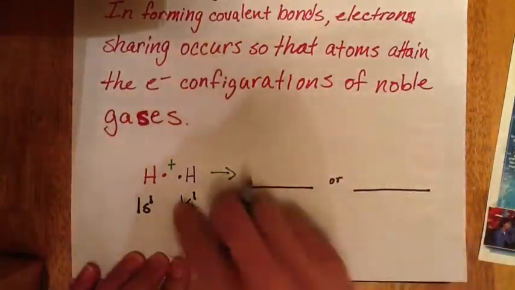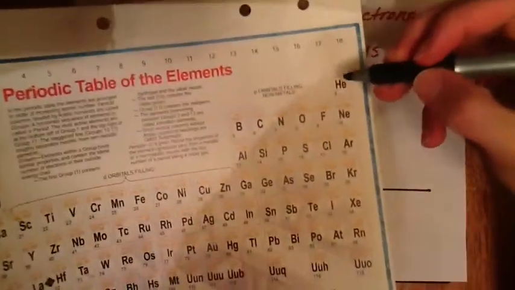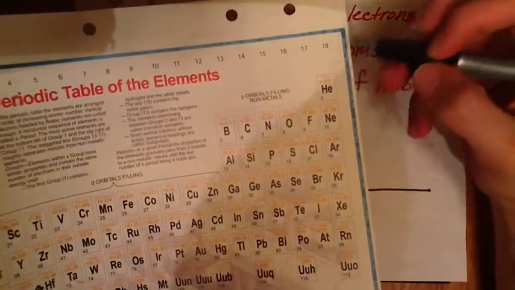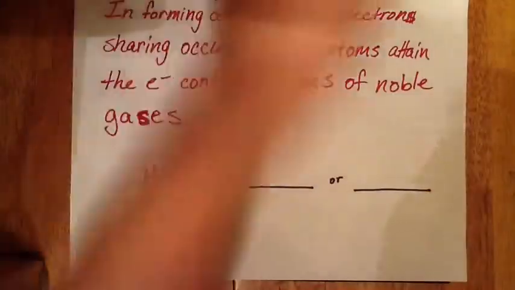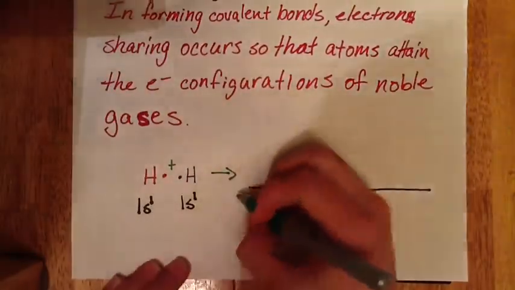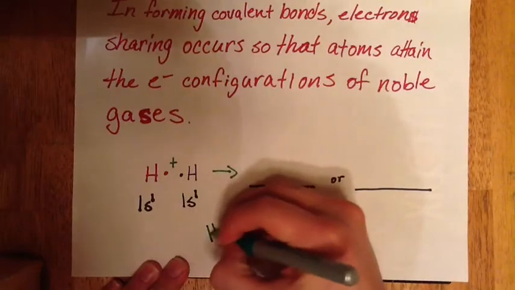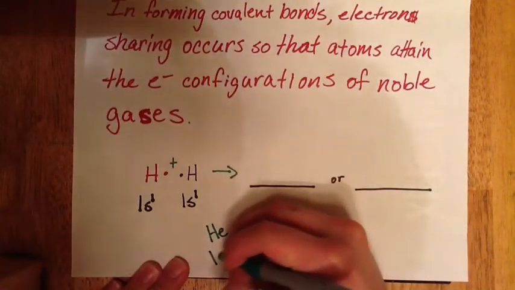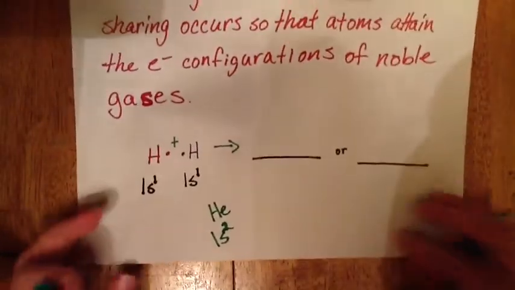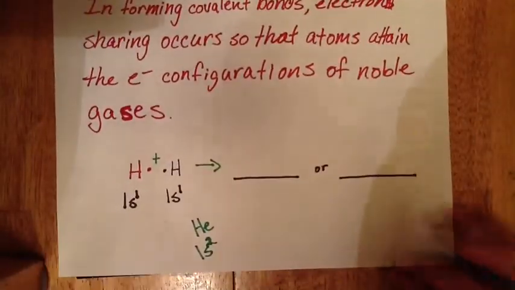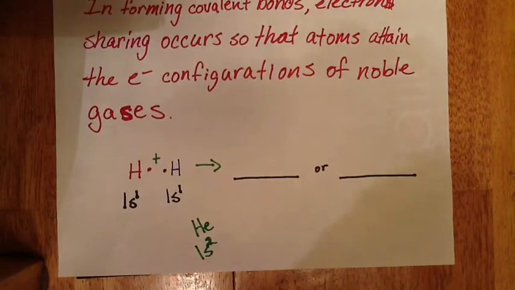1s1. Now, these guys want to be like, if you remember, helium. There he is. He is 1s1 and then 1s2. So they want to be like helium, which is 1s2. Alright, so that's what they want to be like. And so we're going to pair these guys up.